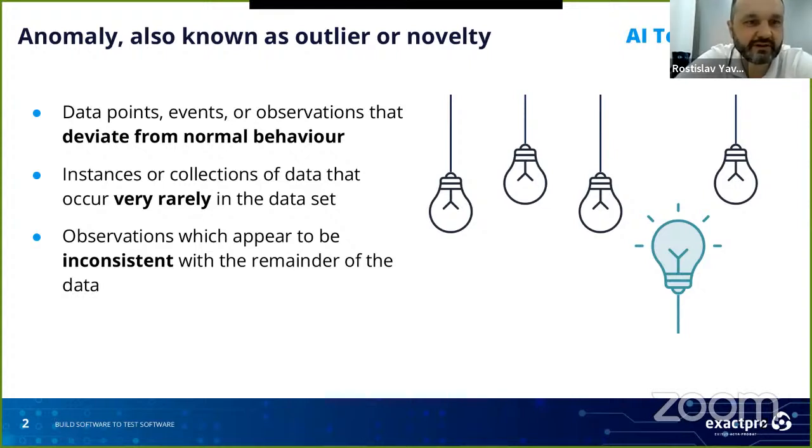The other definition is an instance or collection of data that occurs very rarely. You see this lamp is unique here. We assume that an anomaly is something that does not appear every second, not quite frequent, so it's a very rare object. And the other definition is an observation which appears to be inconsistent with the remainder of the data. Again, you see in this picture that the outlier, this anomaly, doesn't conform to the internal logic of the other series. So this is a definition of anomaly.